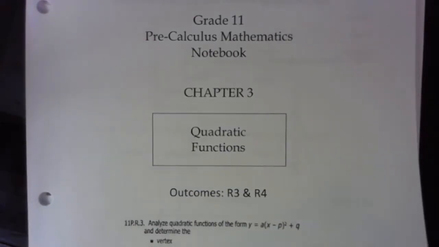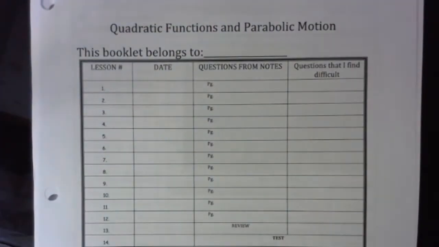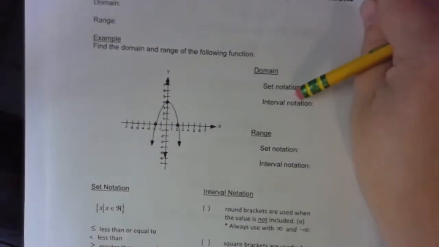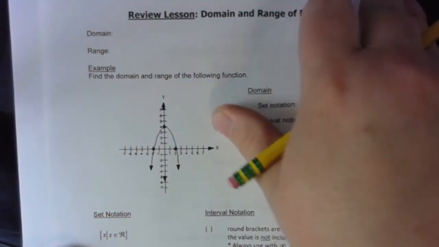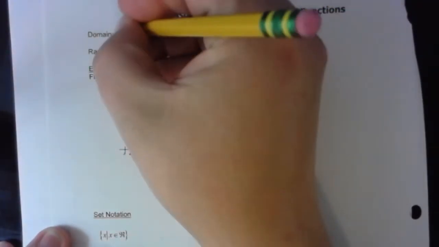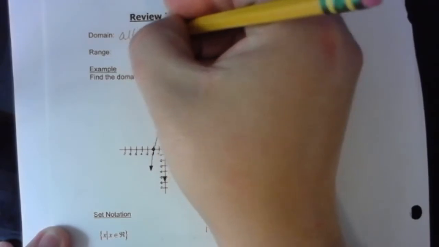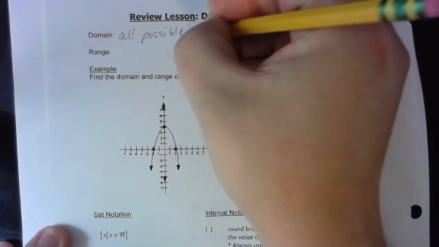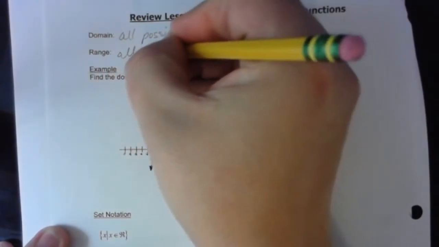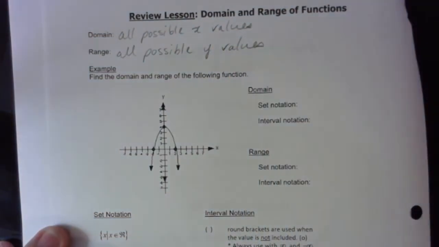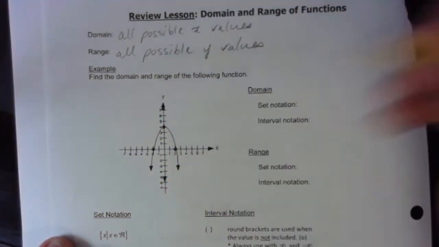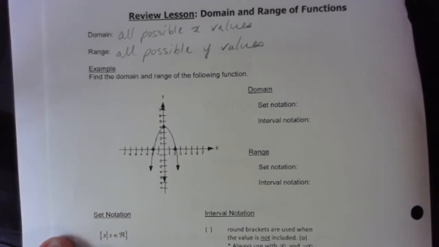We're going to start chapter 3 with quadratic functions, and we're going to start with a little review of some stuff from grade 10. The language we're going to need to use here in this chapter. First we're going to talk about domain and range. Remember, the domain is all possible x values, and range is all possible y values.